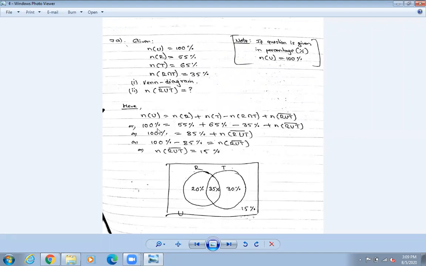Is that okay? So it is 100%. So 55 plus 65, it becomes 120, and minus 35, it becomes 85. Okay, so let us add and subtract. There is a plus sign, so let us take this number to this side. So plus becomes minus: 100% minus 85%. It becomes 15%.